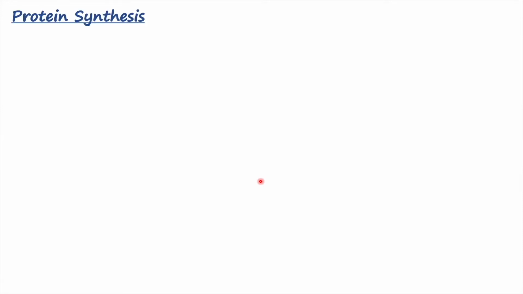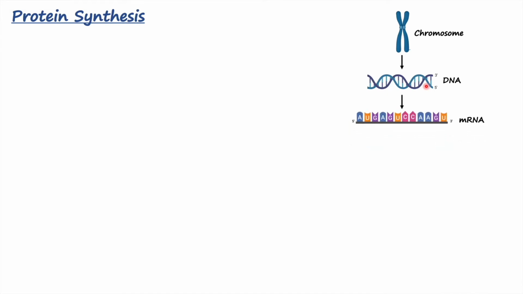So far, previously we have learned that genetic information is stored in the chromosome, and then this genetic information is transmitted to daughter cells through the process known as DNA replication, and the information from here is then expressed through transcription into RNA. In this case here it is mRNA, and then eventually mRNA is translated into proteins.